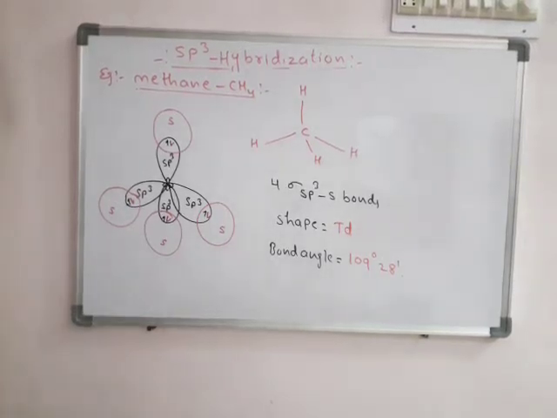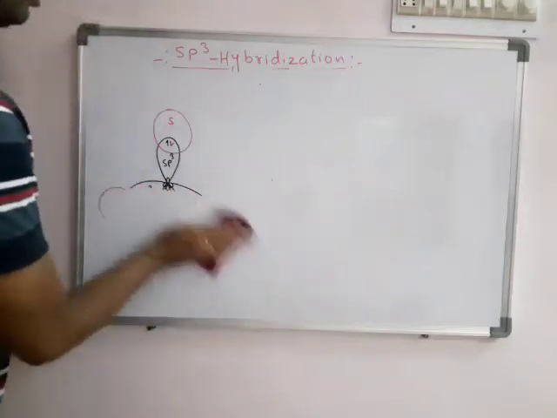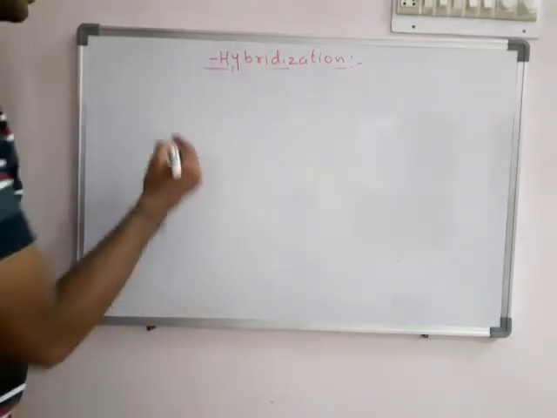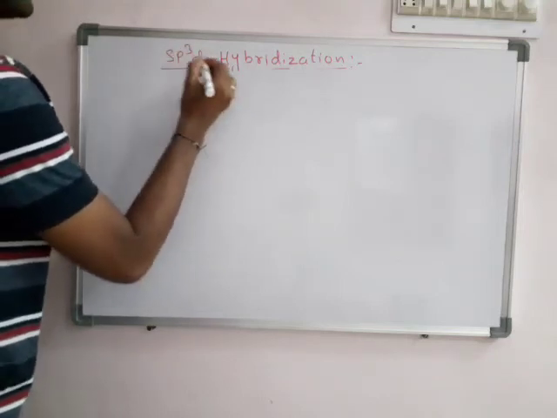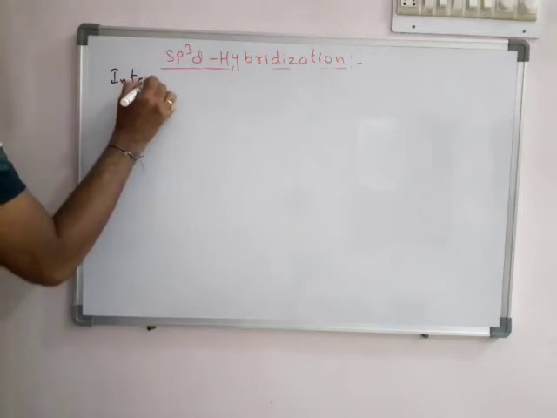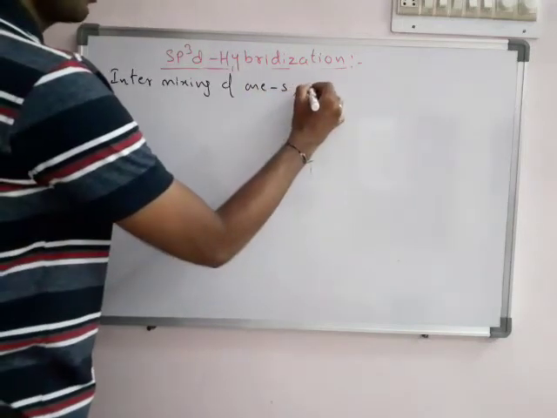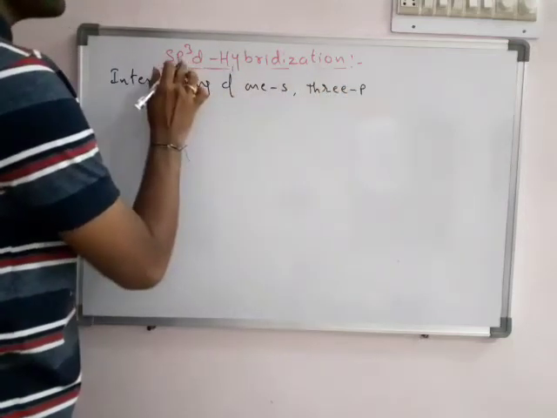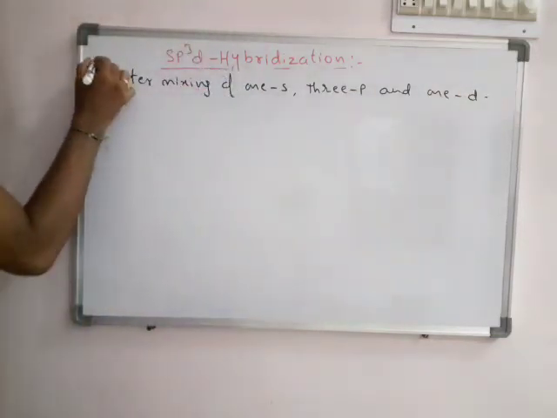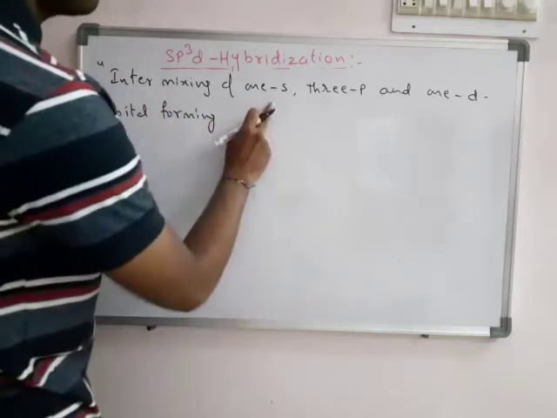Next we see the other hybridization. Today we see one more hybridization, that is sp3d hybridization. So obviously we can write the definition. The simple definition: the intermixing of one s orbital, 3 p orbitals and 1 d orbital. Forming in total how many? 1, 3, 1, that's totally 5.